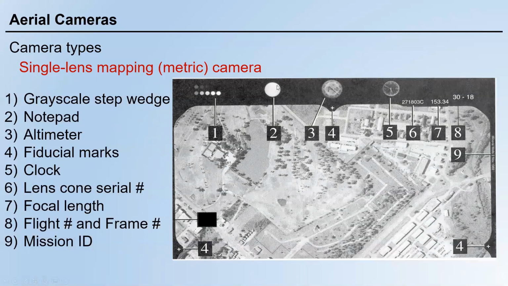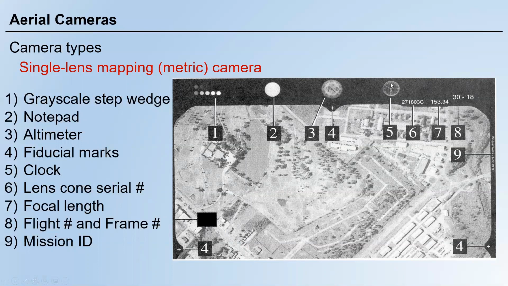Number two here, we have an empty notepad. You can write something on it. Number three, altimeter, is the elevation of the camera when the photo was taken. Number four is called fiducial marks. Number four, fiducial mark. Another fiducial mark. The third fiducial mark. There is another one at the bottom of this photo. You can imagine that obviously they are serving as anchors.